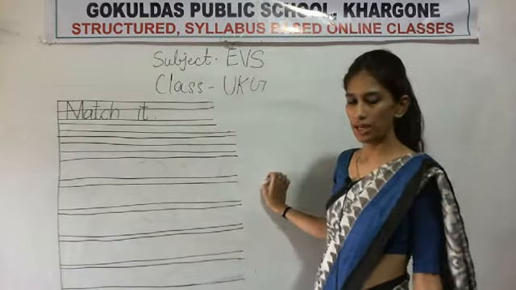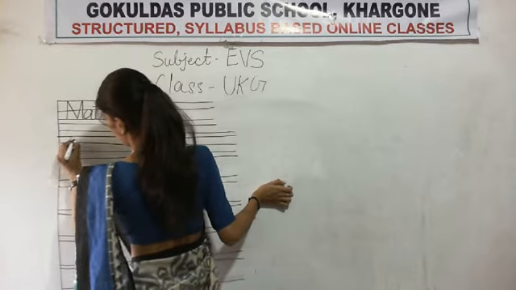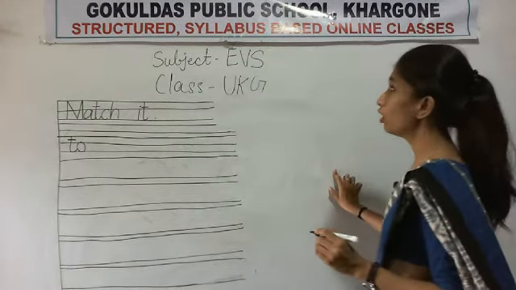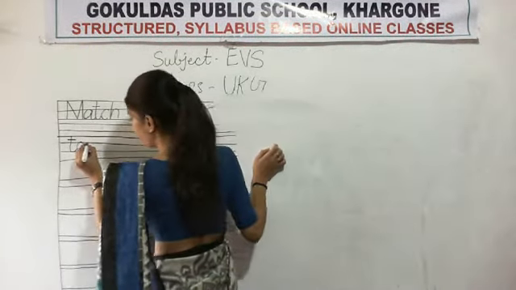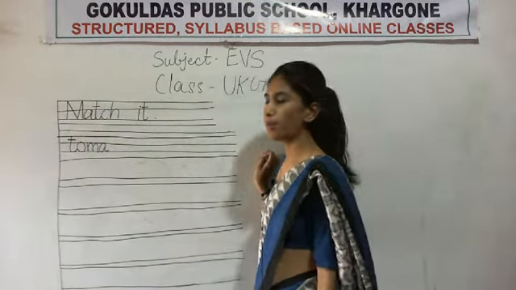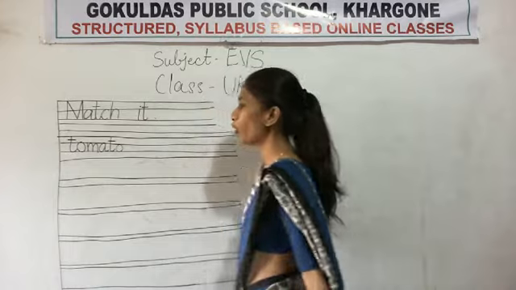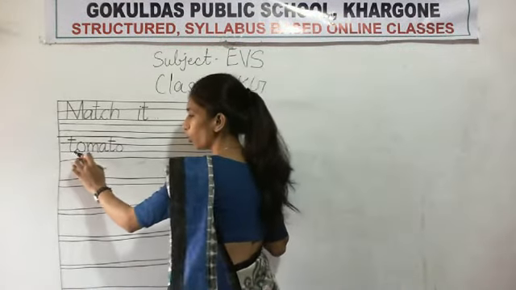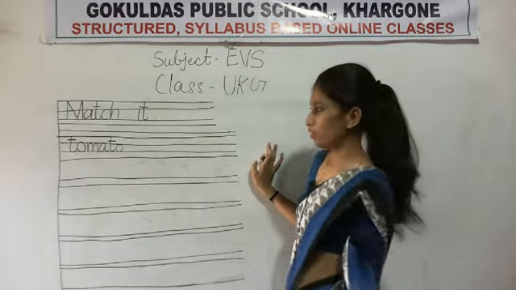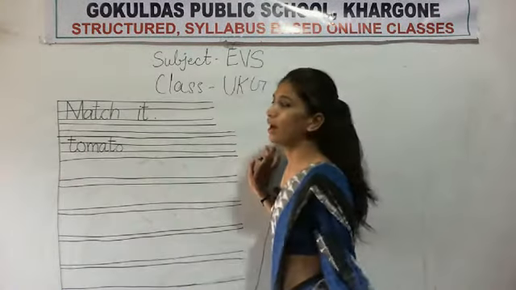Write first spelling of tomato. T-O, M-A, T-O, tomato, right. T-O-M-A-T-O. Have you written?